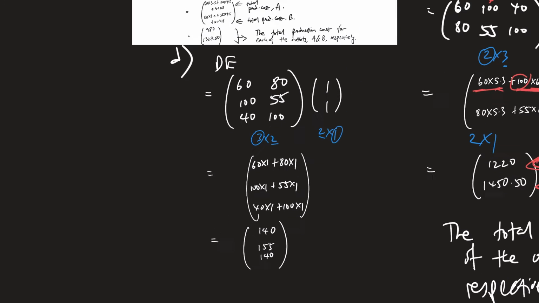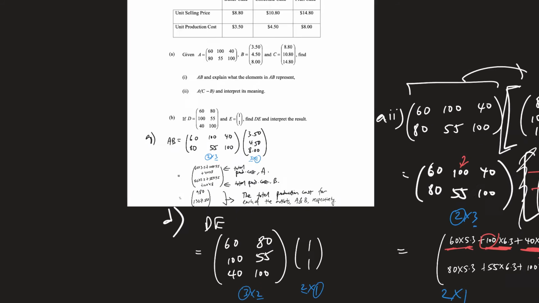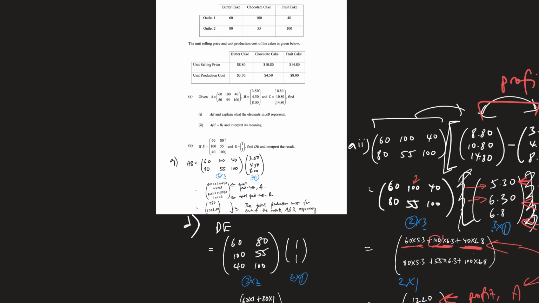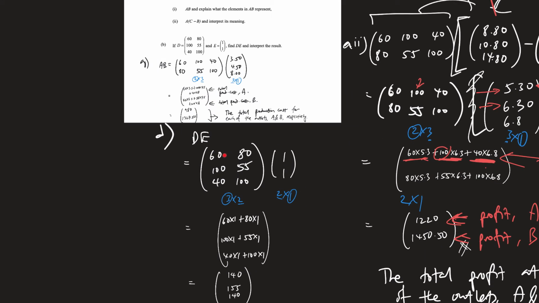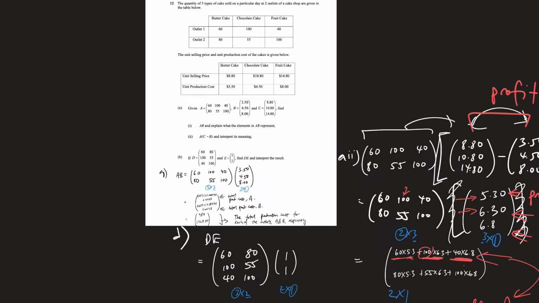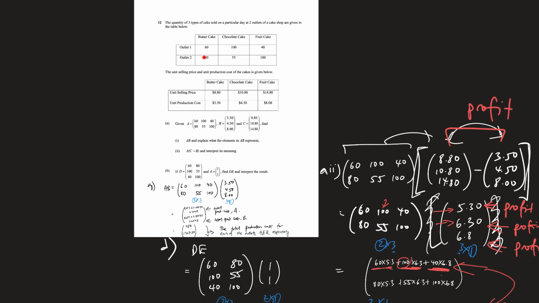Cool. And what is this really? Let's look. Over here, it actually looks a lot like this. In fact, it looks a lot like A, just in a different format, right? But when we look at it, what we're doing is, this is 60 and 80. What are they? 60 and 80 are both the number of butter cakes across two outlets. So total number of butter cakes.